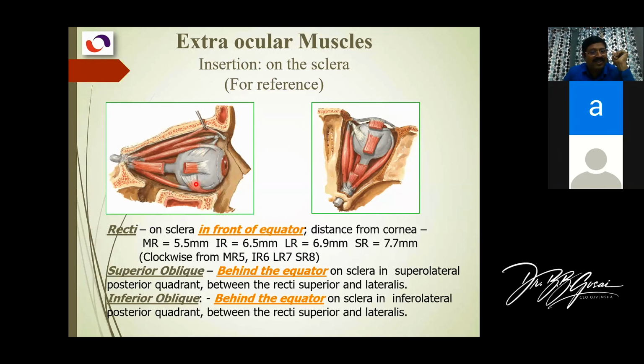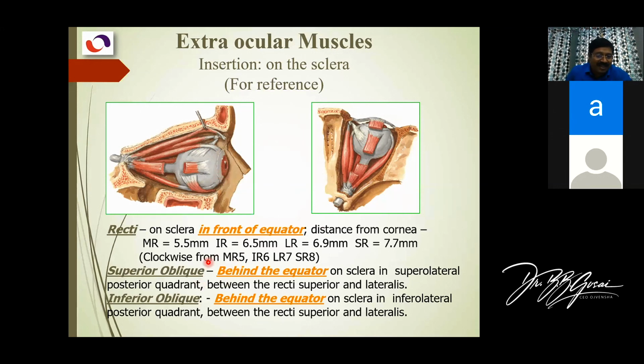Insertion. Insertion is on the sclera, so that they can move the eyeball. How much away from the sclerocorneal junction? This is the sclerocorneal junction. We call it the limbus. So how much away from that sclerocorneal junction are the muscles inserted?